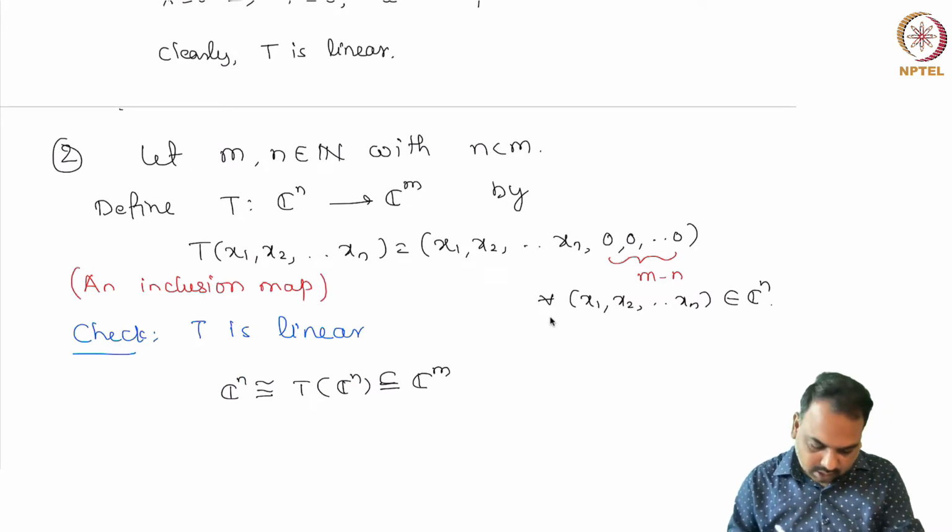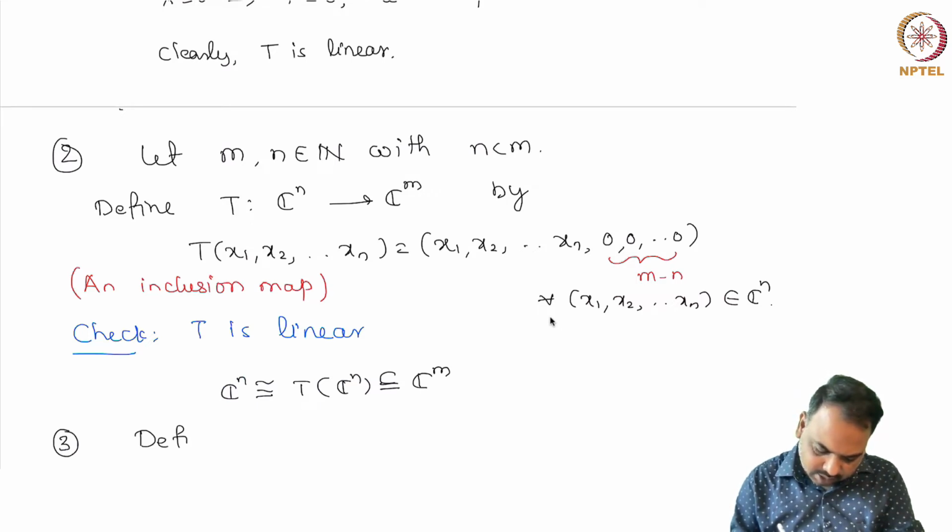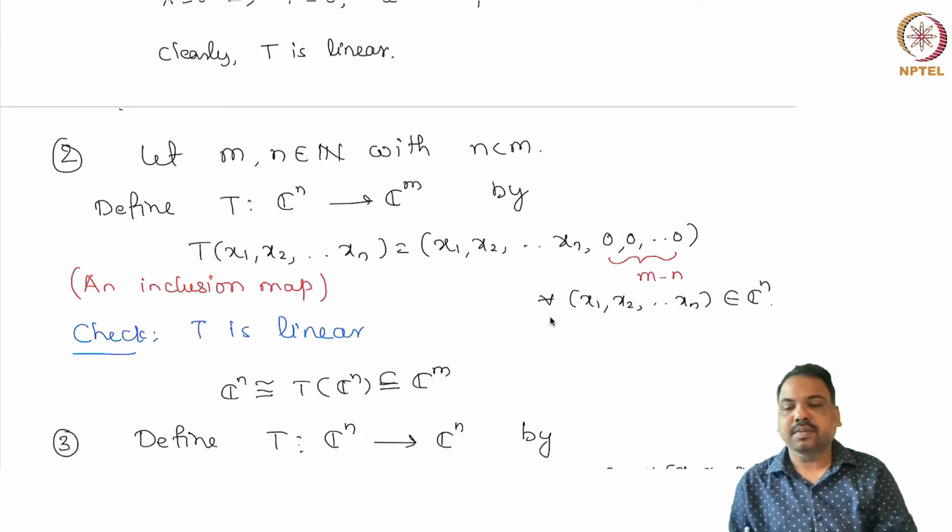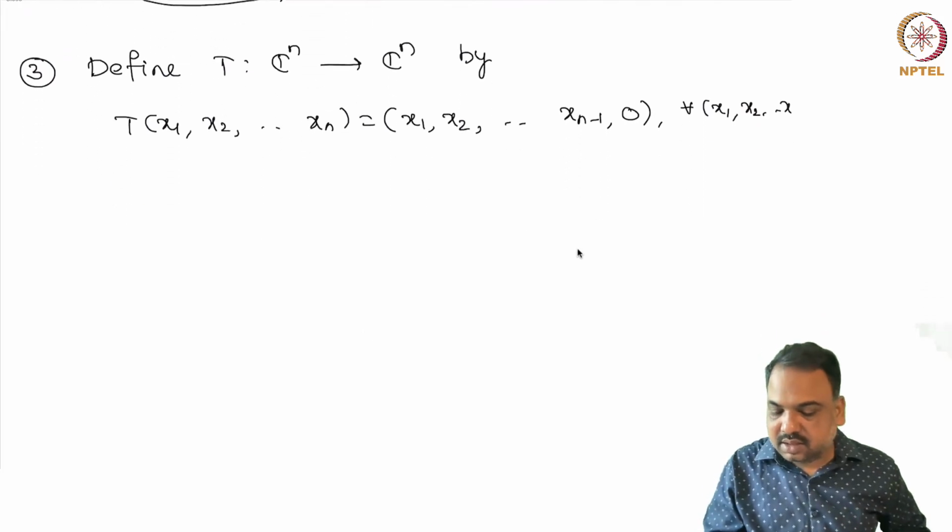Let us define one more map from C^n to C^n. Define T from C^n to C^n by T of x1, x2, and so on, xn as x1, x2, and so on, x_{n-1}, comma 0, for every x1, x2, and so on, xn in C^n. We can easily check that this map is linear.